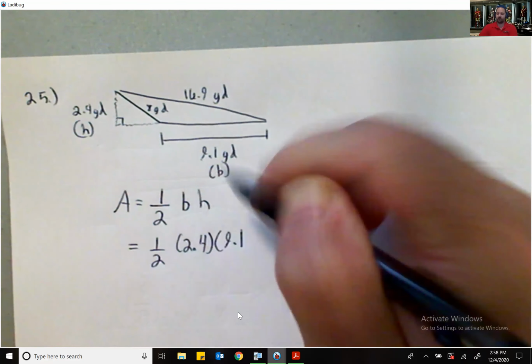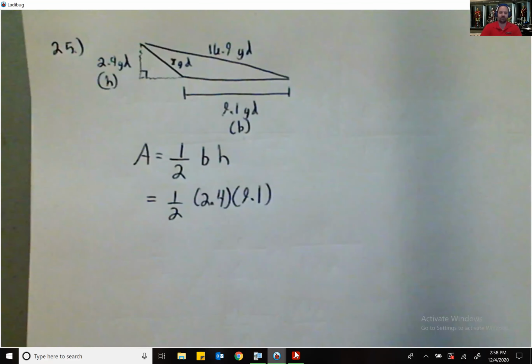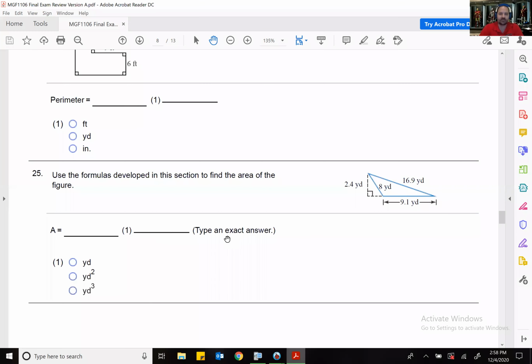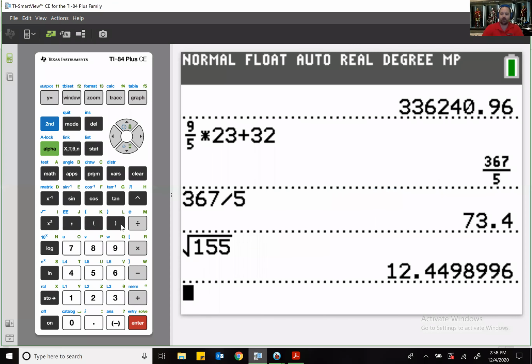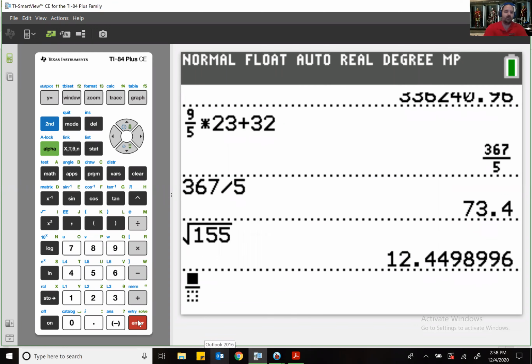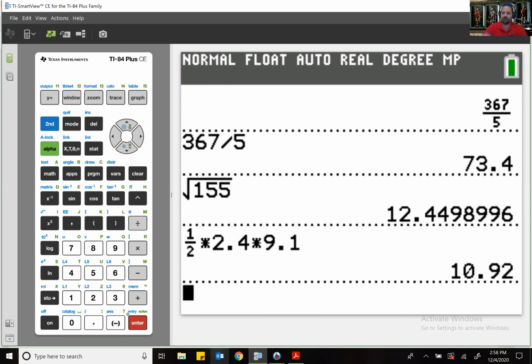So we're going to go to our calculator. Let's see here. What does it tell us to round to? Says exact answer. So actually no rounding. So whatever we put in the calculator, we want. So alpha y equals, and 1/2 times 2.4 times 9.1. That's it. And you already told me the label is yards squared.